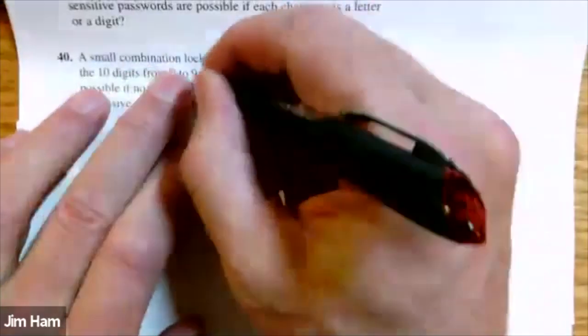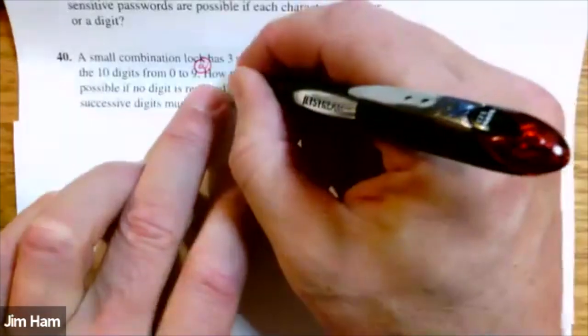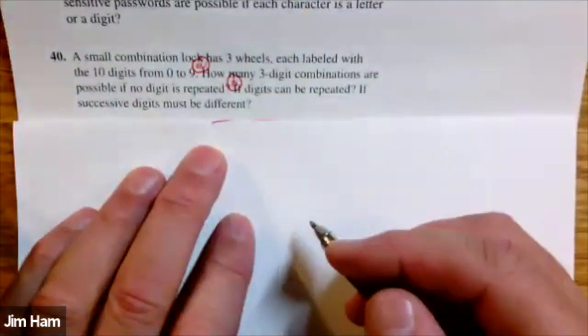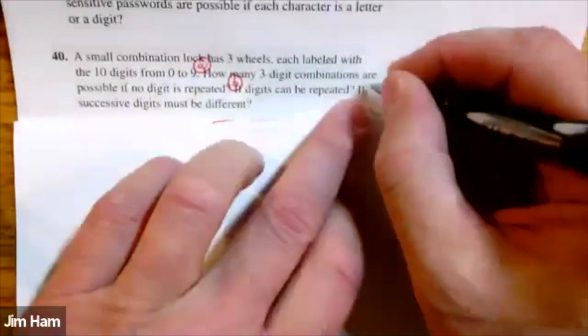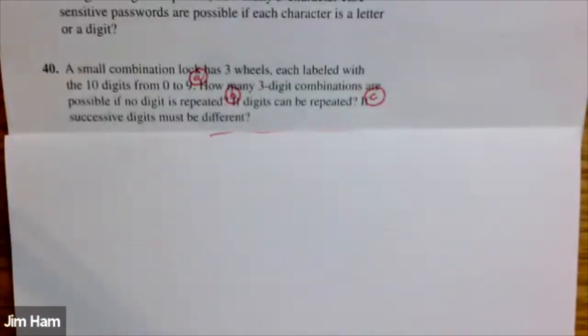All right, so part A is here, and then part B is here. That's if the digits can be repeated. And then C would be the successive digits. So there's really 3 problems in here, 3 counting problems that you have to do.